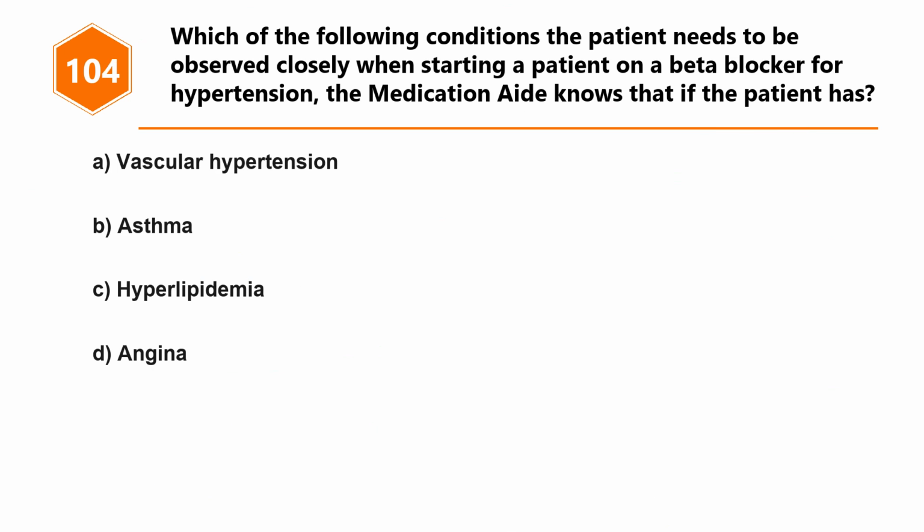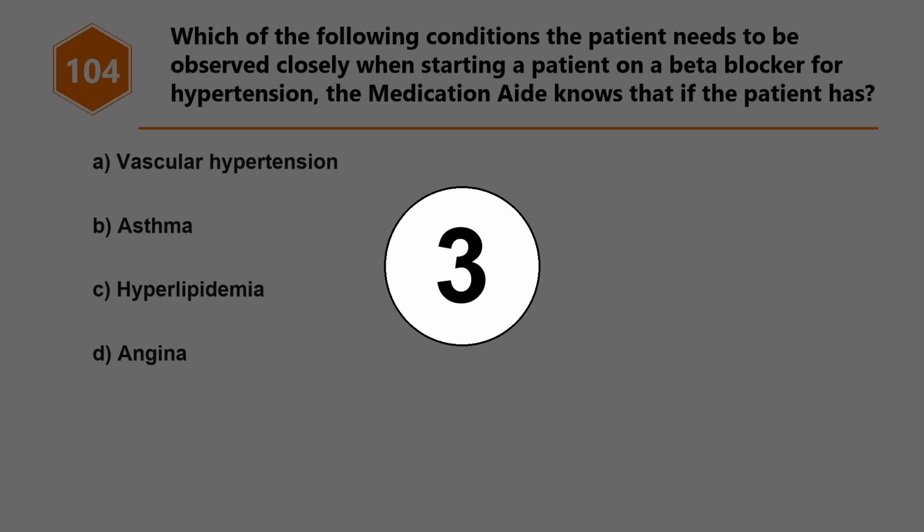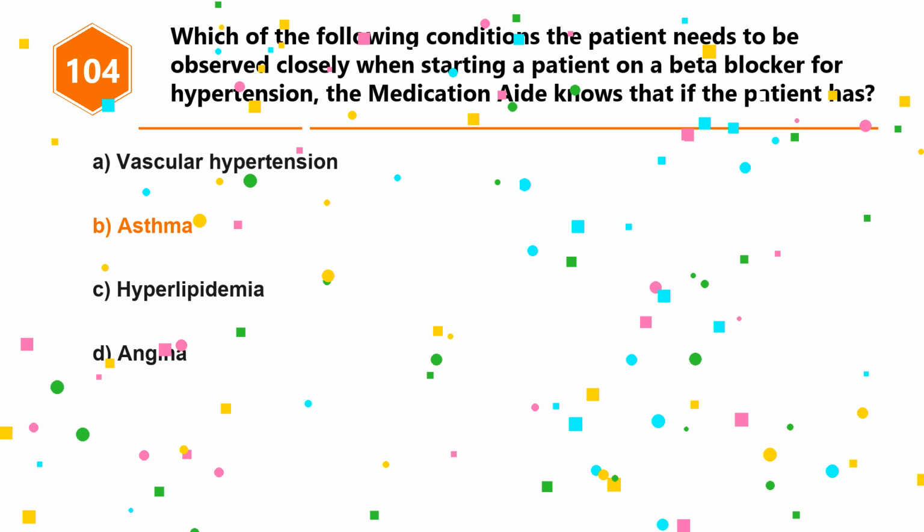Question 104. Which of the following conditions requires that the patient be observed closely when starting a patient on a beta blocker for hypertension? The medication aide knows that if the patient has: Option A, vascular hypertension. Option B, asthma. Option C, hyperlipidemia. Option D, angina. The correct answer is option B, asthma.